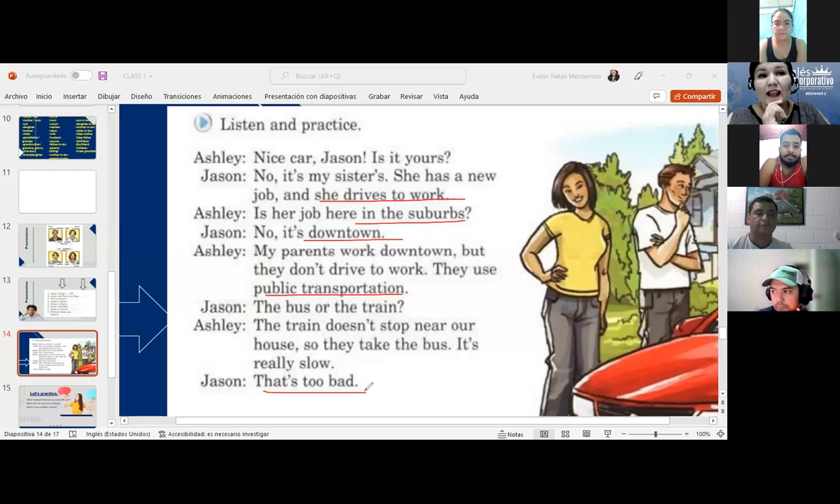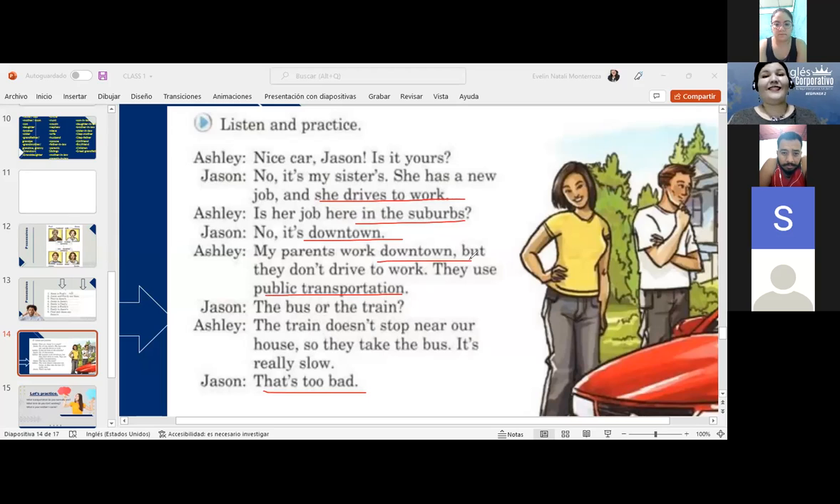New words or new vocabulary in the conversation? Do you have new words, vocabulario nuevo? Downtown. Yeah, teacher, downtown. Really slow. Okay, for example, really slow, like the turtle. That's the meaning of really slow. Okay. Downtown is the center of the city. In the suburbs, what surrounds the city, right? But downtown is the center of the city, right? Any other question?